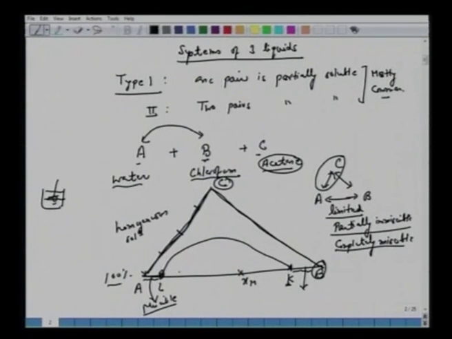So farther from this apex we have a large amount of B, and farther from this we have a large amount of A, and there is no C in this. So this is the meaning that A and B have limited solubilities.